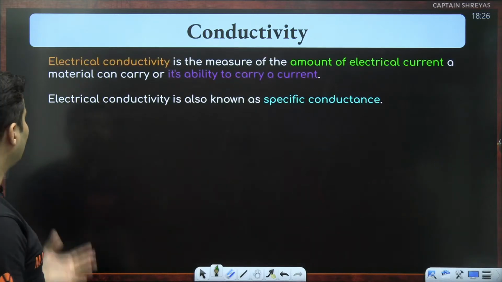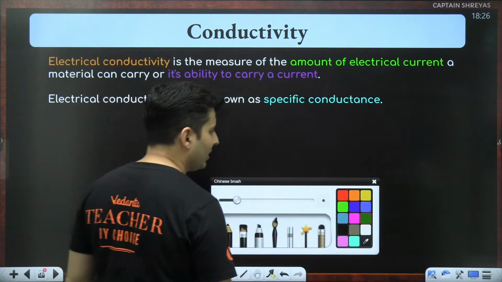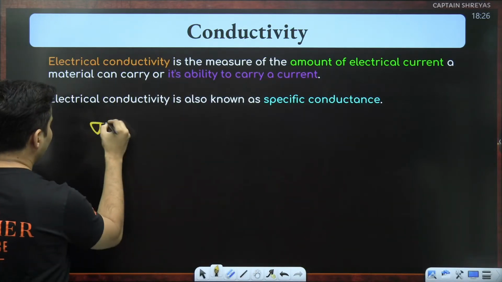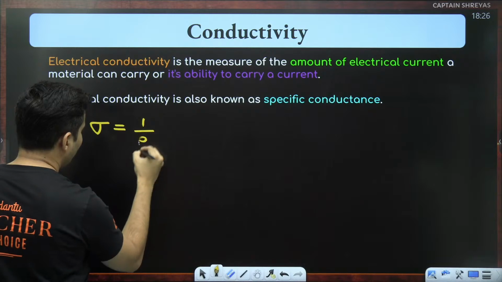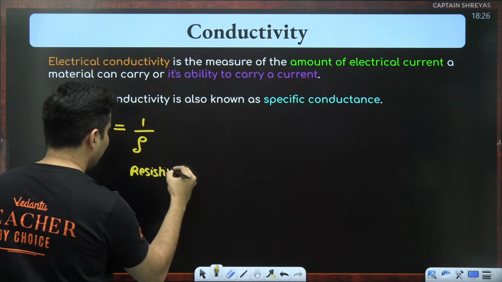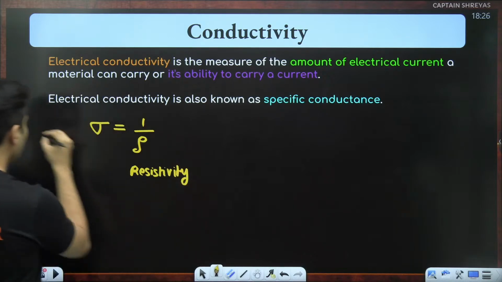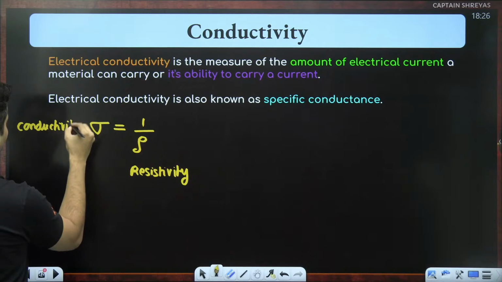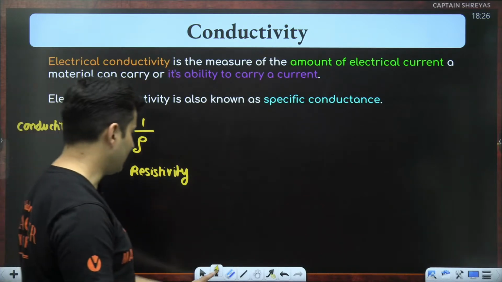Awesome. Lastly, conductivity. It's exactly opposite of resistivity, my dear students. So, conductivity is nothing but 1 by resistivity. So, this is resistivity. This is conductivity. As simple as that.